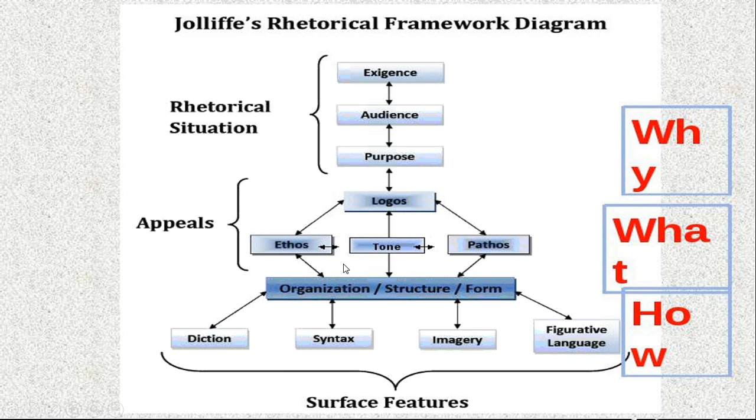Now, as we start to move up, we're moving into the what is taking place. Sorry about that. The what is the argumentative triad that you have dealt with. Now you can see I have logos, ethos, and pathos. All of these 3 are my appeals.